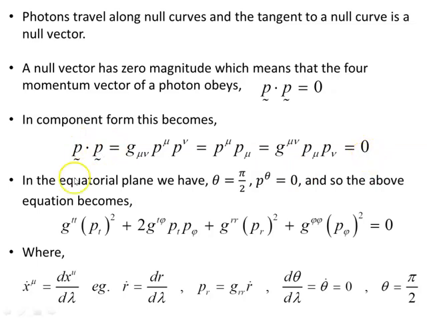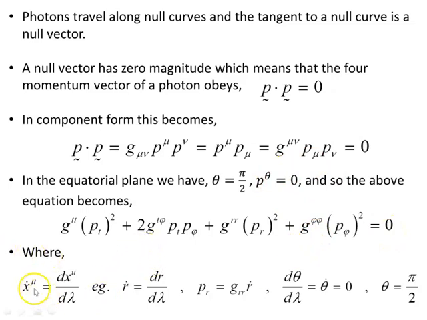It's a null vector. In the equatorial plane, we have theta as pi on 2, and because we're restricting motion to the equatorial plane, the theta polar angle component of momentum is 0. And so the above equation becomes this. If we expand this last one out, we get g_tt P^t squared plus 2 g_t phi P^t P^phi plus g_rr and so on. You get the idea. The one that's missing is the theta component because we've set that to 0.